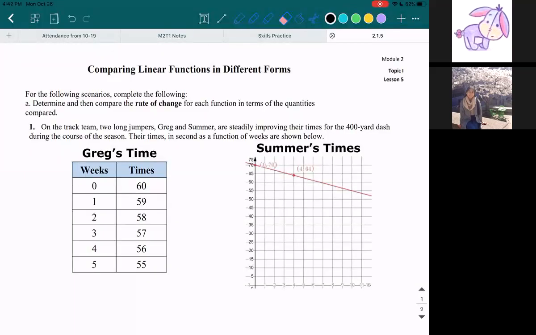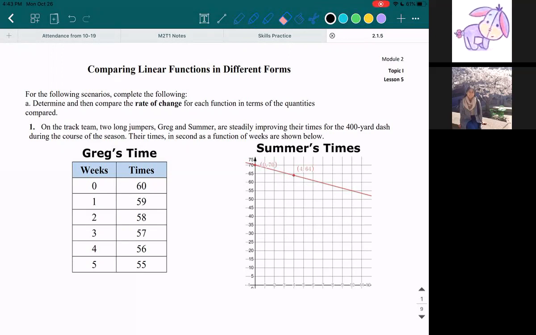All right, welcome to lesson 2.1.4, comparing linear functions in different forms. For the following scenarios, complete the following. Determine and then compare the rate of change for each function in terms of the quantities.